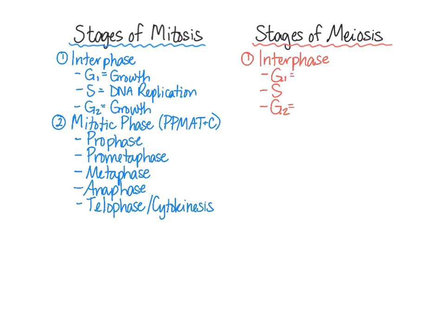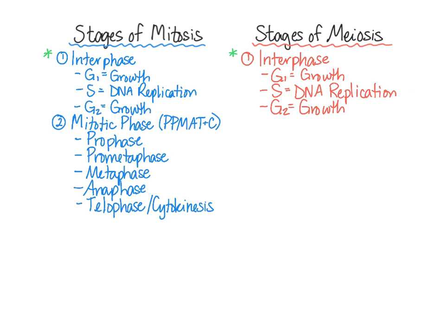Remember that the G phases are primarily associated with growth. And the S phase is where we have DNA replication. And remember that S actually stands for synthesis, which is the same thing as saying that we're making DNA. So we're replicating DNA, we're making DNA. That's what's happening during that S phase. So interphase between mitosis and meiosis are identical. These are the exact same between these two forms of cell division.